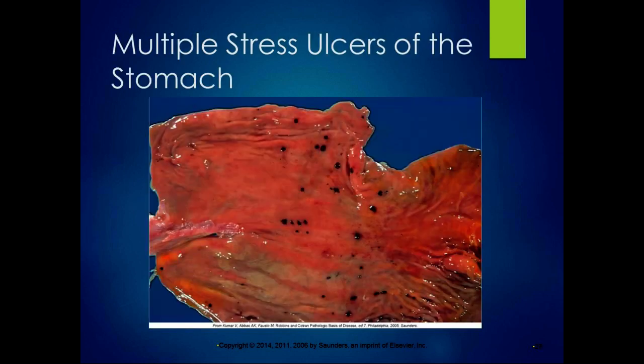So this is a picture from the book. I guess I did include some of the gross pictures, but here we go. Of multiple stress ulcers of the stomach. So there are those little black areas, and the black is from bleeding.